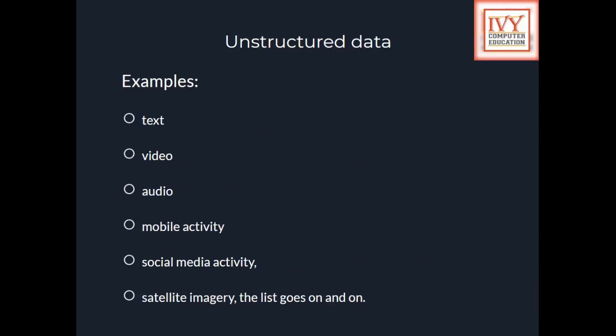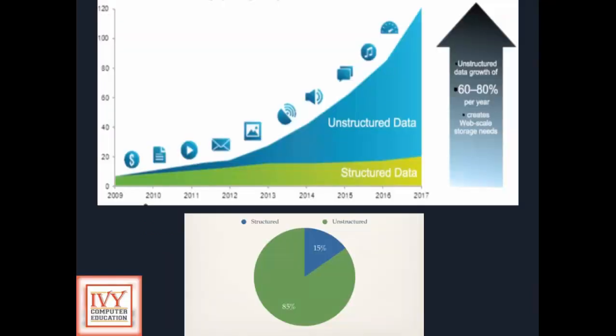Now there are different examples of unstructured data which we use in our day-to-day lives: the text messages, the SMS messages you get on your mobile, the WhatsApp video files which you receive and forward, the audio files, the mobile activity, the social media activity. I think this comprises the maximum percentage of unstructured data, in terms of Facebook posts, likes, and sharing of postings, and also the satellite images used for analyzing weather forecasting and so on. So the list is endless. All these are attributes of unstructured data.